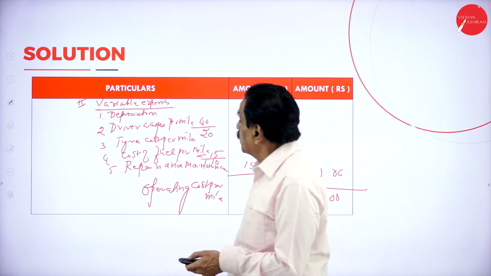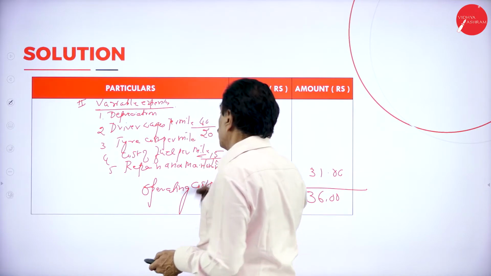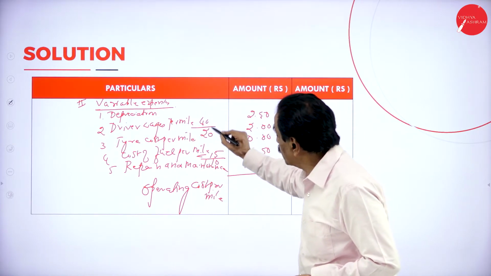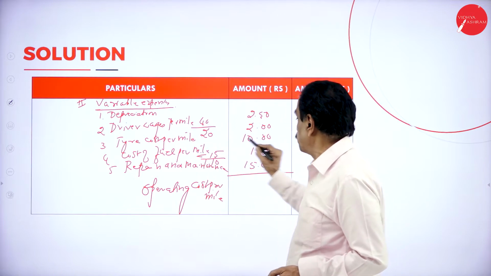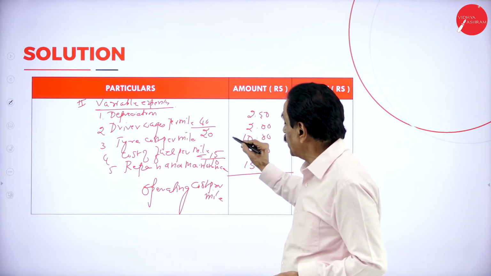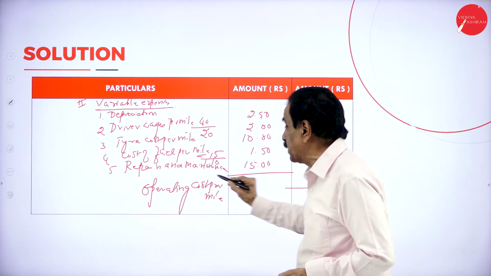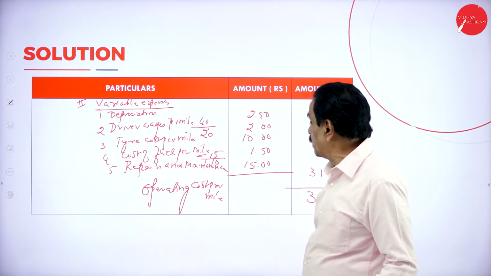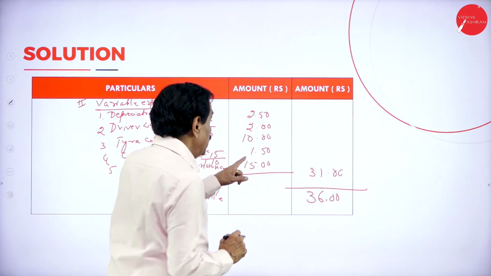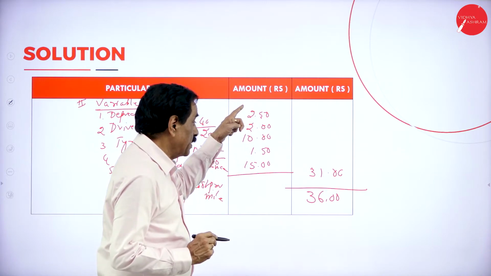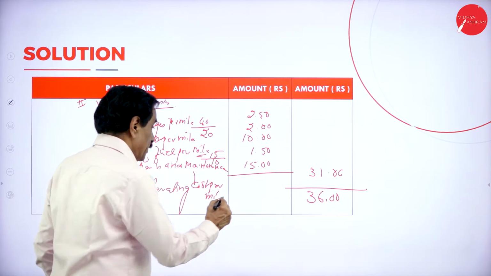So next, depreciation per mile you have calculated. Driver wages 40 divided by 20 is 2. Tire cost per mile they have given. Cost of fuel 15 for 10 miles is 1 rupee 50. Repairs and maintenance 15 they have given. So 15, 1, 16, 26, 28, 30, 31, plus the fixed cost per mile, this is after costing.